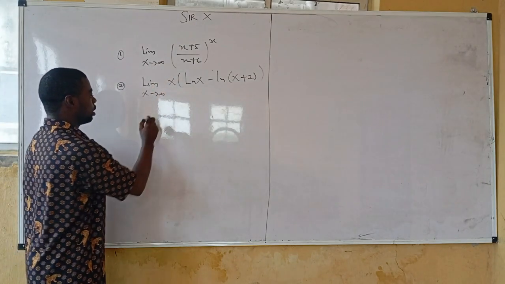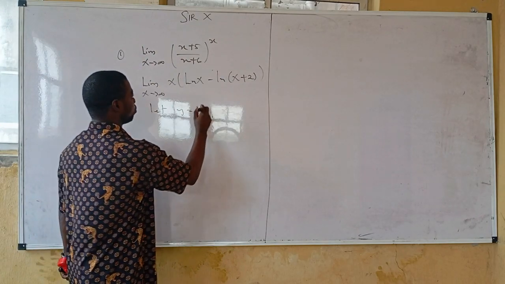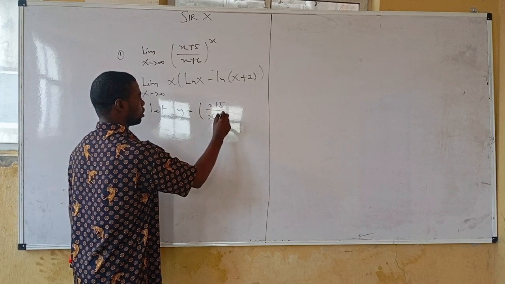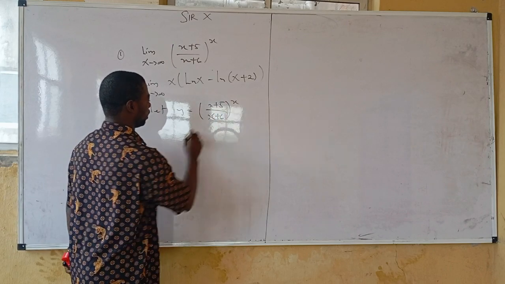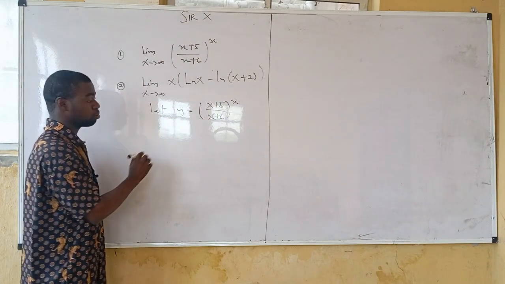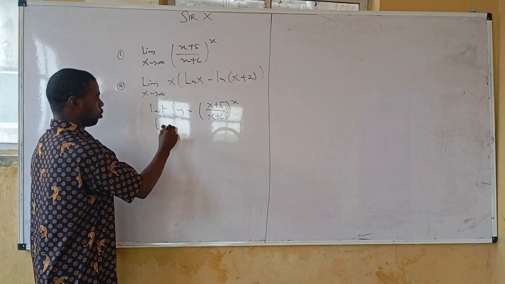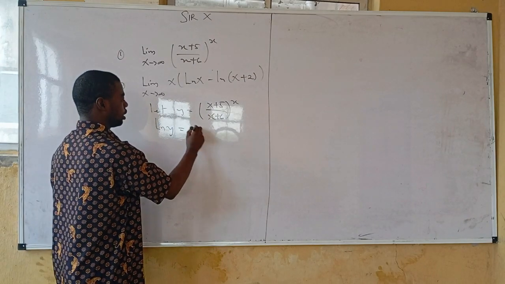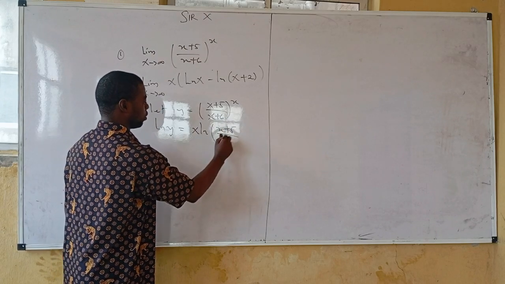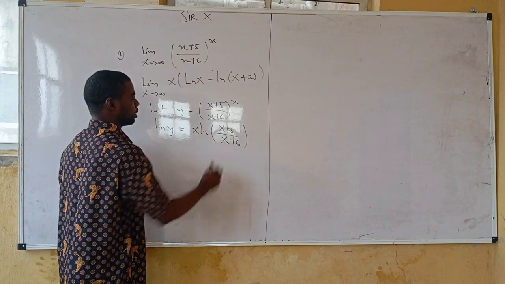So for this, let y be equal to (x+5)/(x+6) all raised to the power of x. By the introduction of ln, which is logarithm, we'll get ln y equal to x ln((x+5)/(x+6)). Better way of writing.